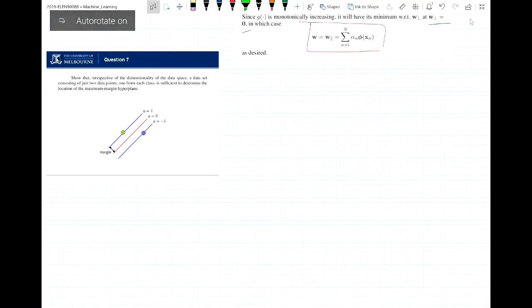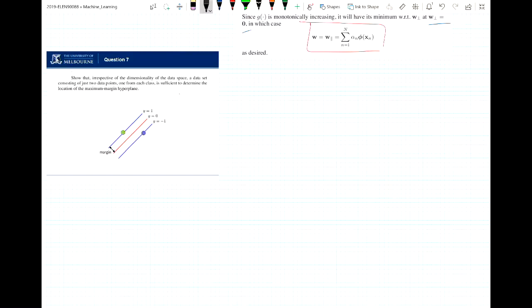So this is actually an interesting, really nice question. It says: show that irrespective of the dimensionality of the data space, a data set consisting of just 2 data points, one from each class, green and blue, is sufficient to determine the location of the maximum margin hyperplane. So yeah, 2 points will be enough to draw a separating hyperplane. Regardless of the dimension of the space, you can divide it into 2 pieces. So can we show this mathematically? Let's do the math, as I say, to get a kind of insight.